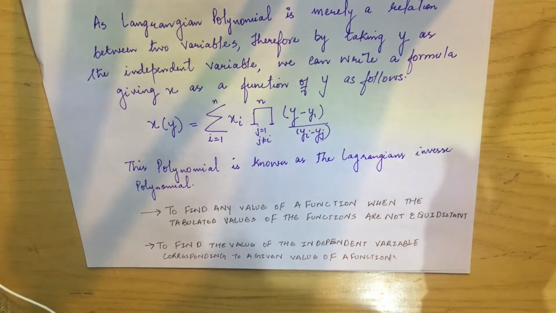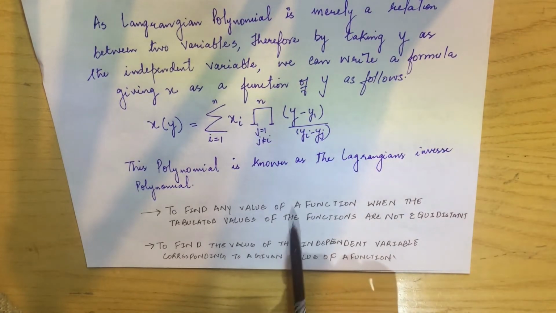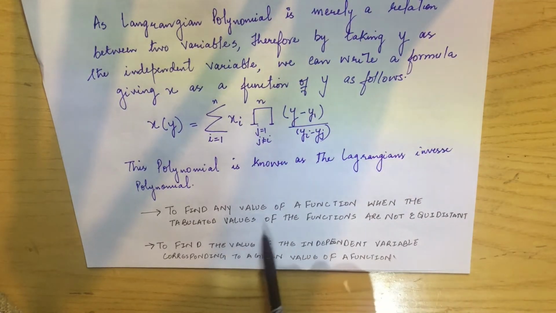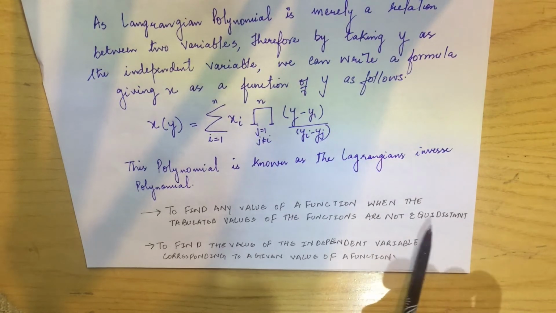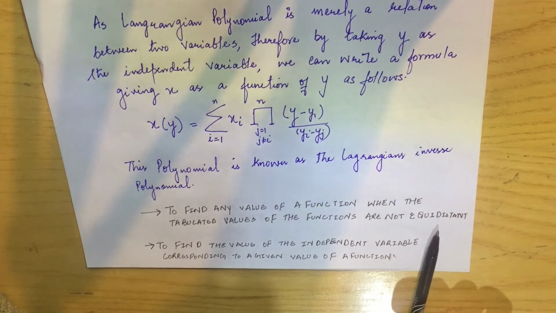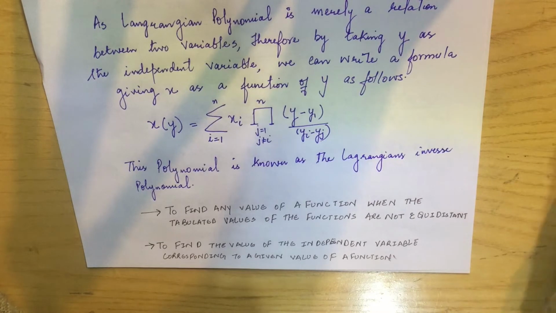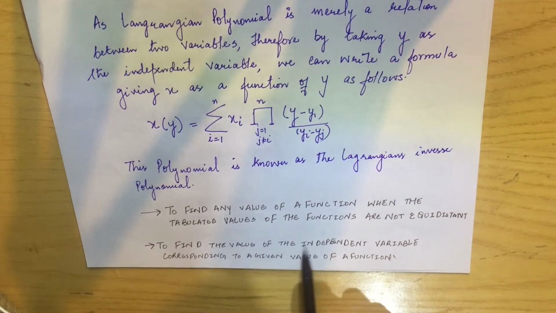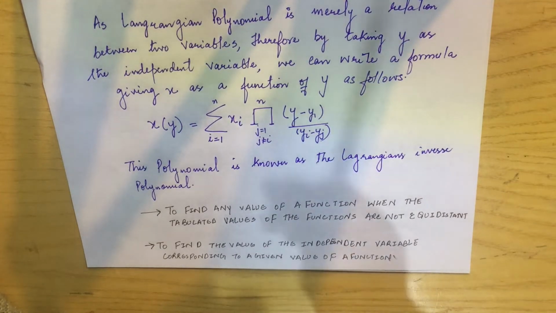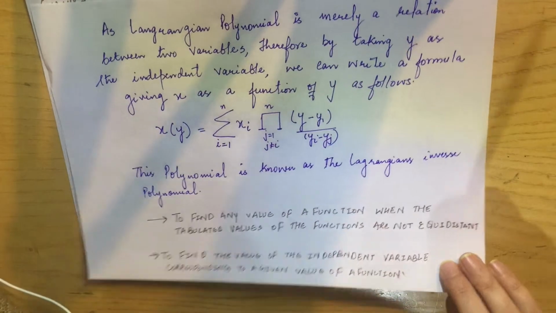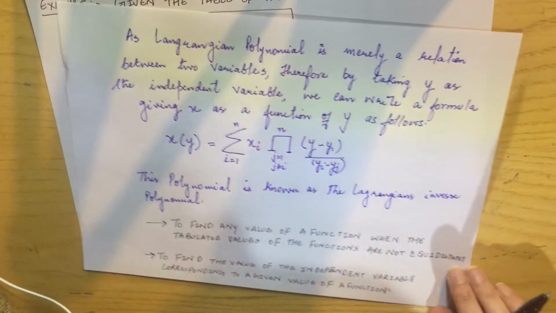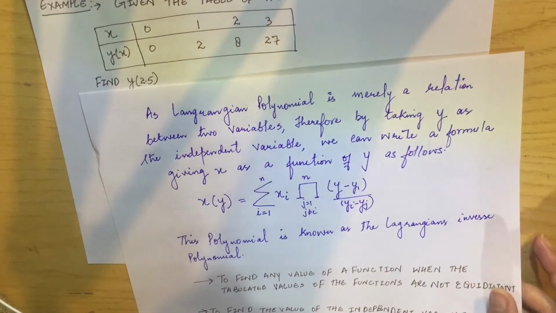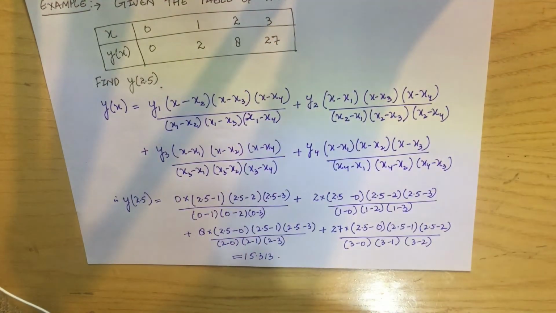So Lagrangian's polynomial is used to find any value of a function when the tabulated values of the function are not equidistant. So it is always used when we are having unequally spaced values, and to find the values of an independent variable corresponding to a given value of a function. Now we will take an example and solve it using the Lagrangian's interpolation formula.